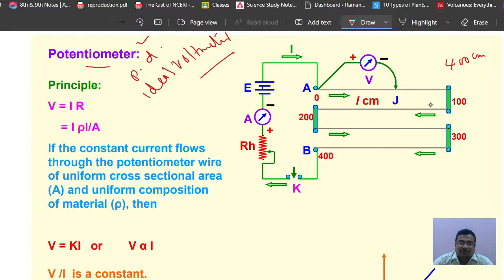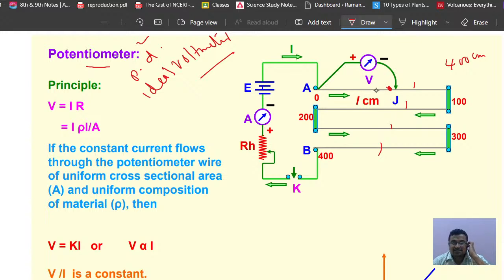This is the diagram of the potentiometer. This is our voltmeter connected to the jockey. This is our EMF, this is our ammeter, this is our rheostat to change the resistance, and this is our key. These are our wires, the conductor, whose length is in centimeters: 1 meter, 2 meter, 3 meter, 4 meter, 400 centimeters. We move the jockey on the wire and find the null deflection, the point where the galvanometer does not show deflection. That point we mark.